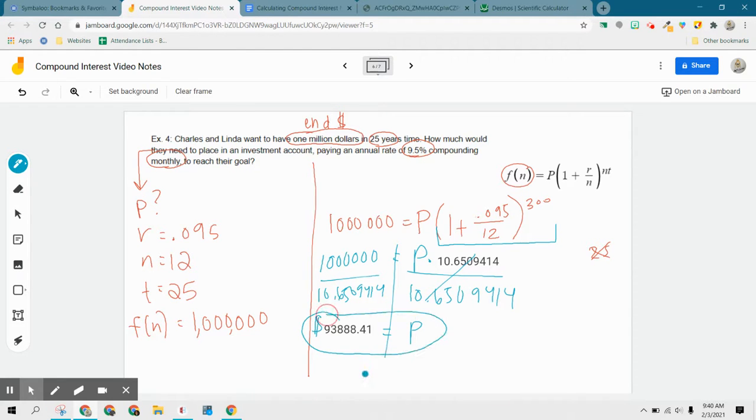Okay, so let's think about what this number means. This number is not the value of the account. This number is how much they should initially invest if they want to have $1 million in 25 years. That's their initial investment. Okay, so use the formula. This time we solve for a different variable.